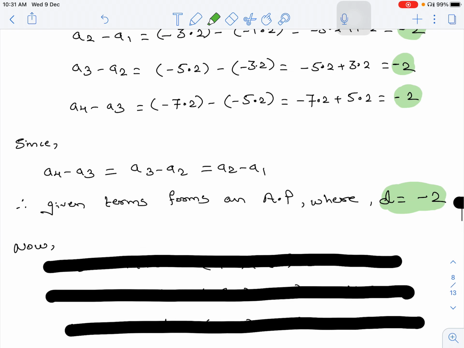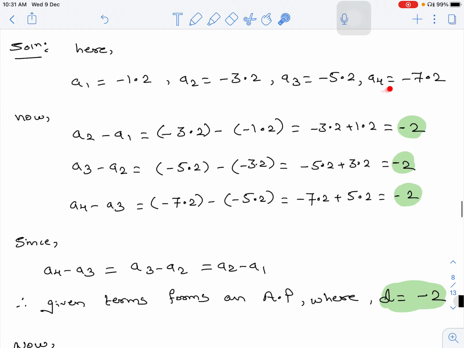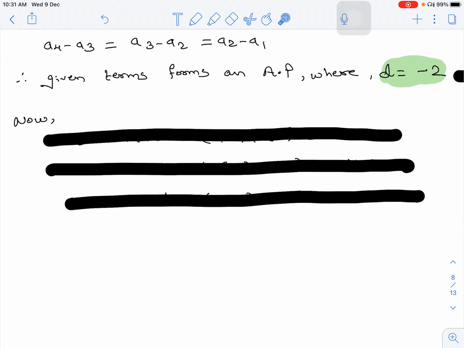Now, what was the question? If it is forming an AP, then find the value of D. So we have got the value of D here. After that we have to find the next three terms. Up to A4 we are having, and now we want to find A5, A6 and A7.